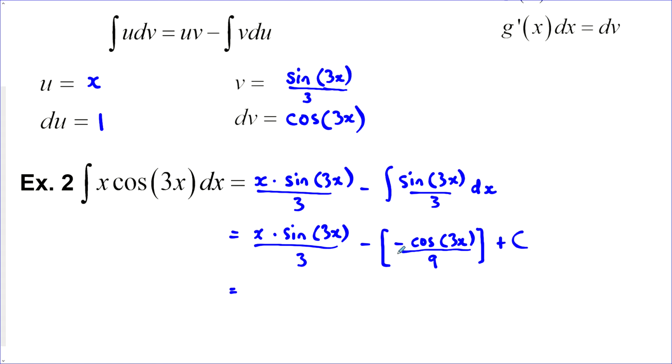And let's just clean this part of the equation up here. X times sine 3x divided by 3. Change that to a plus. And we're good.